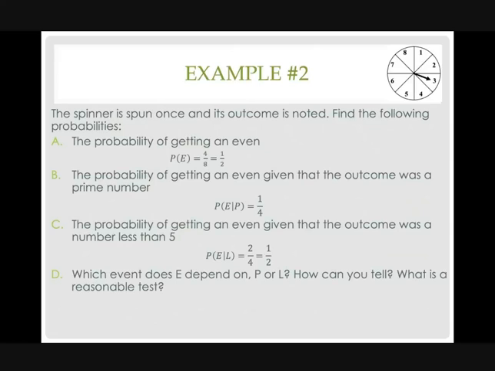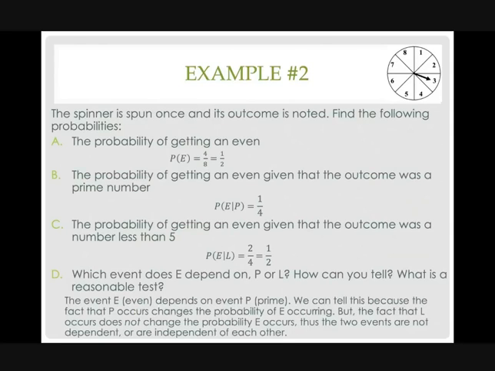Which event does E depend on? E being even, P being prime, or L being less than 5? How can we tell, and what is a reasonable test? Well, the event E depends on the event P. We can tell this because the fact that P occurs changes the probability of E occurring. But the fact that L occurs does not change the probability of E. Thus, the two events are independent of one another.